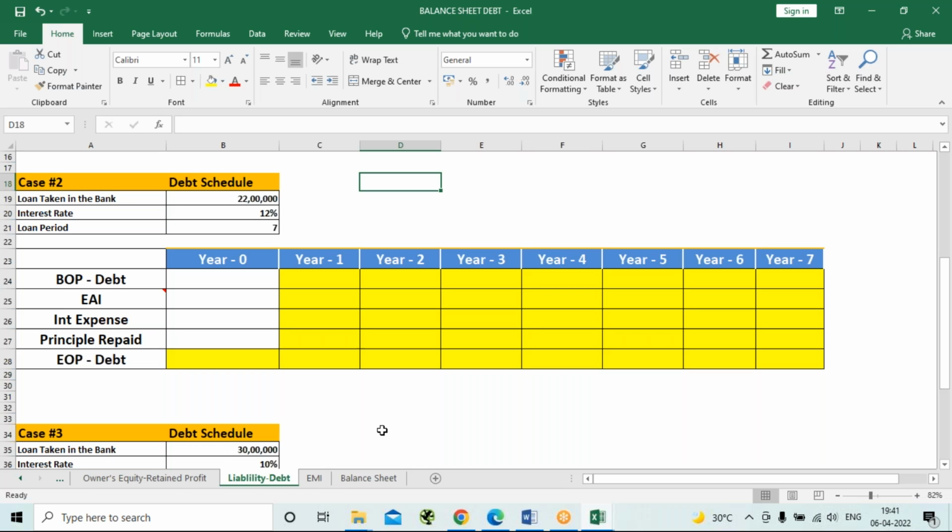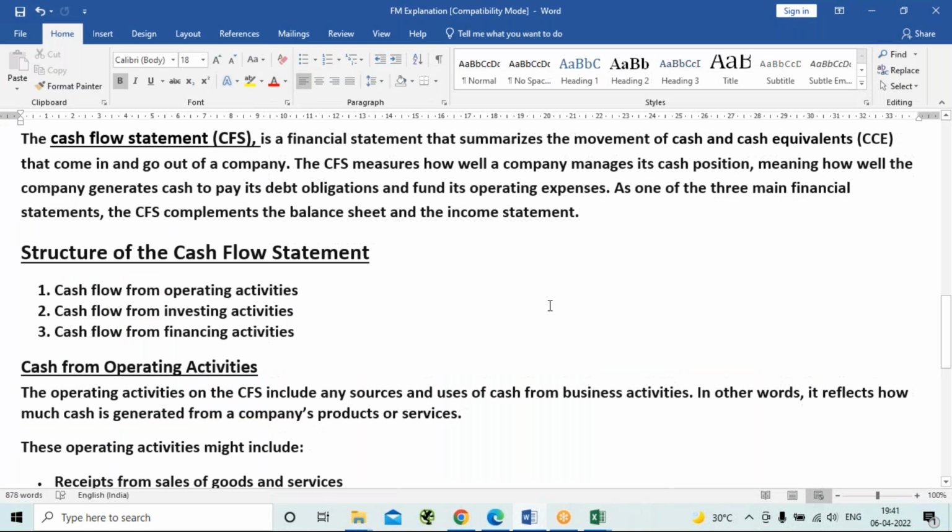So the next financial statement we are going to learn is the cash flow statement. The cash flow statement is a financial statement that summarizes the movement of cash and cash equivalents that come in and go out of a company. The cash flow statement measures how well a company manages its cash position, meaning how well the company generates cash to pay its debt obligations and fund its operating expenses. As one of the three main financial statements, the cash flow statement complements the balance sheet and the income statement.